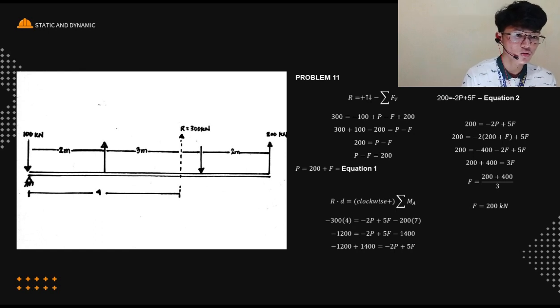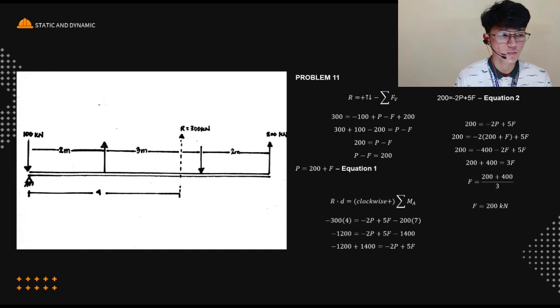So, yung equation 2 natin, 200 equals negative 2P plus 5F. And then, 200 equals negative 2, substitute natin yung value ng P, which is 200 plus F, plus 5F. And then, dahil may pares na tayong variable, pwede natin i-simplify yung equation. So, 200 equals negative 400 minus 2F plus 5F. So, minultiply lang natin yung 2 sa dalawang value. And then, simplify pa ulit, lipat natin yung negative 400 sa left side. And then, simplify yung nasa right side.